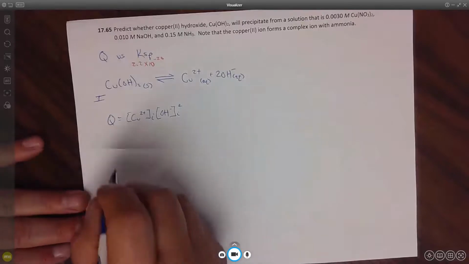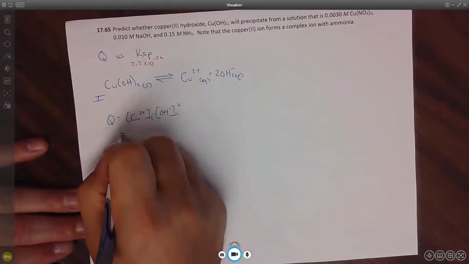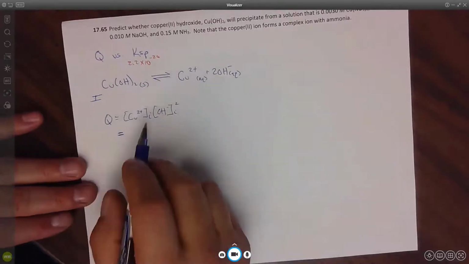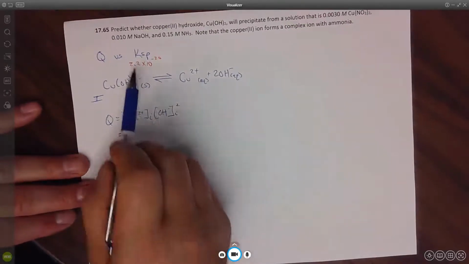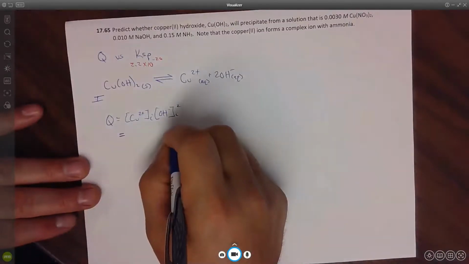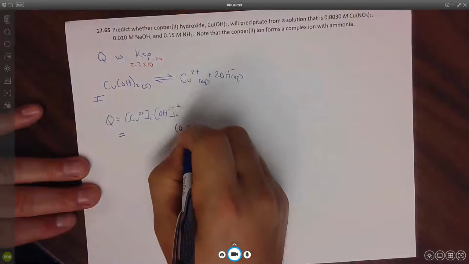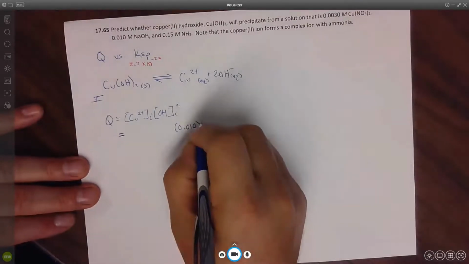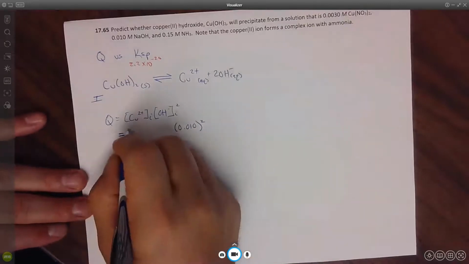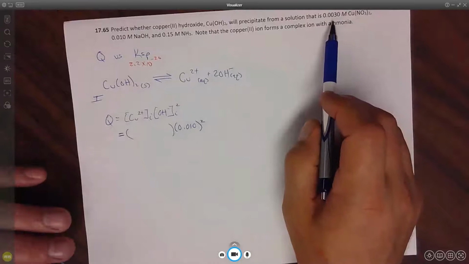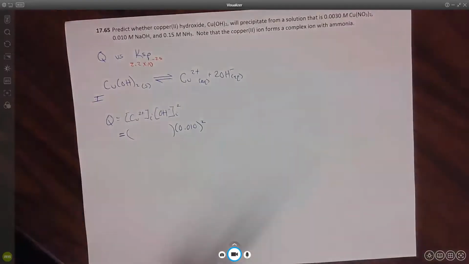I'm not sure. I think I confused myself. Hold on. Okay. I'm going to tell you right now that the hydroxide is 0.010, and don't forget to square it in this case. But I'm telling you that the copper 2 plus isn't 0.003 molar. Can anybody tell me why that's true?